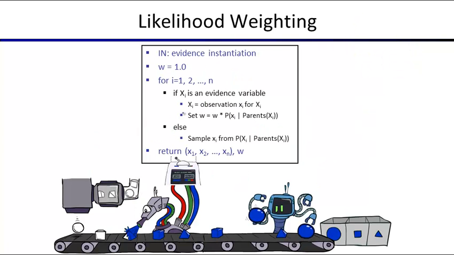Okay, here's the procedure. You step through your variables in order, consistent with the base net. If it's an evidence variable, you fix it to the observation value, and then set the weight equal to the current weight you have times the probability of that variable taking on that instantiation, given its parent's instantiation. If it's not an evidence variable, you sample it according to this distribution, just like we've done before. No update to the weights. What you return now is a sample with a weight.